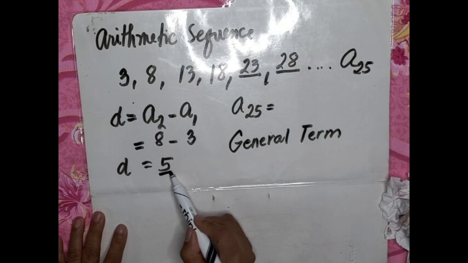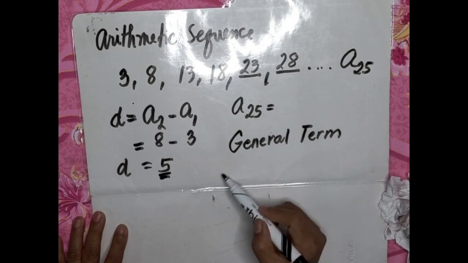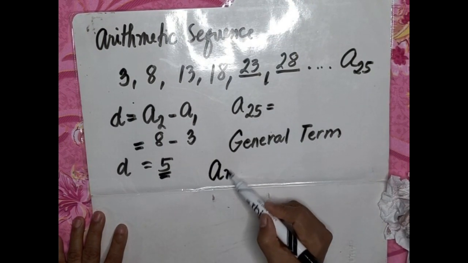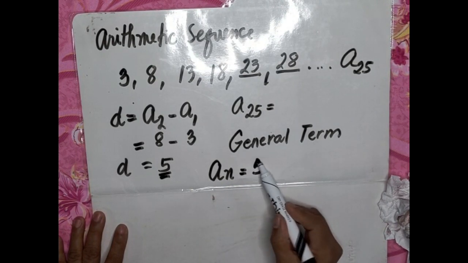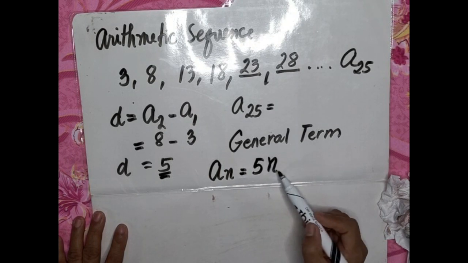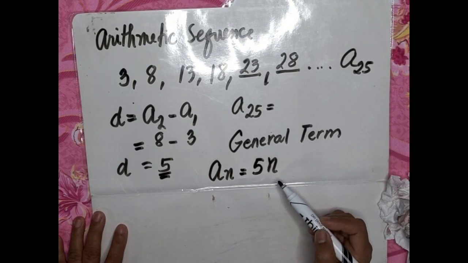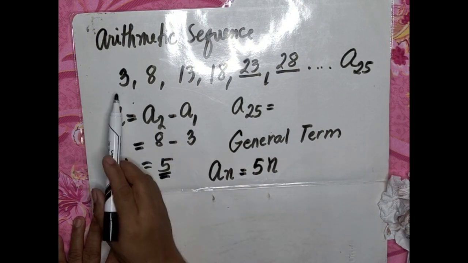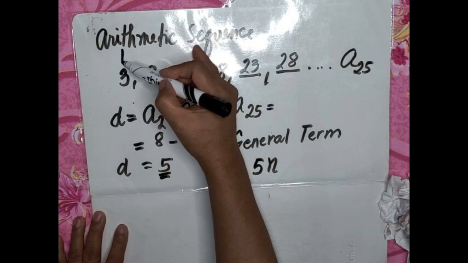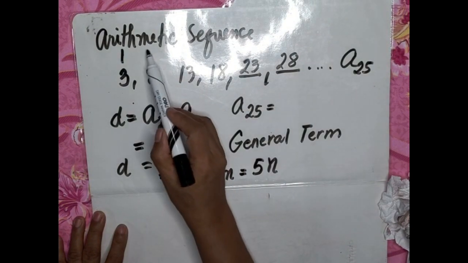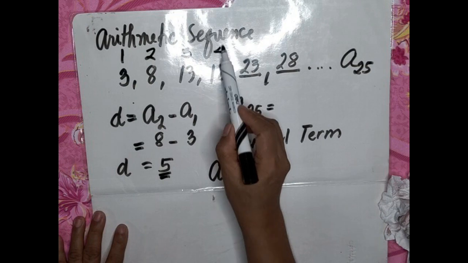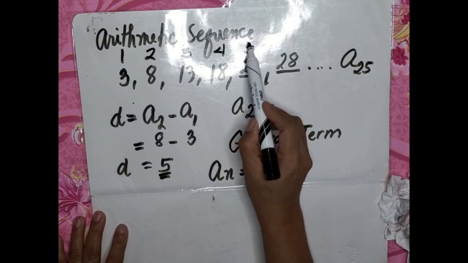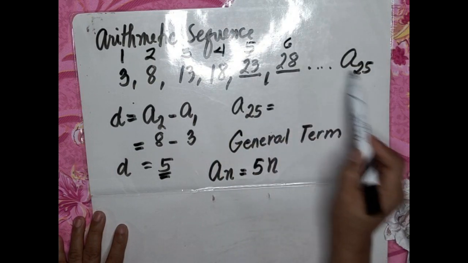We can use the common difference. So the general term is represented by a sub n. We get the 5, multiply it with n. The n stands for 1, 2, 3, 4, 5, and so on. So take note that the 3 here is derived from 1. The 8 is derived from 2. The 13 from 3. The 18 from 4. 23 from 5. 28 from 6, and so on.